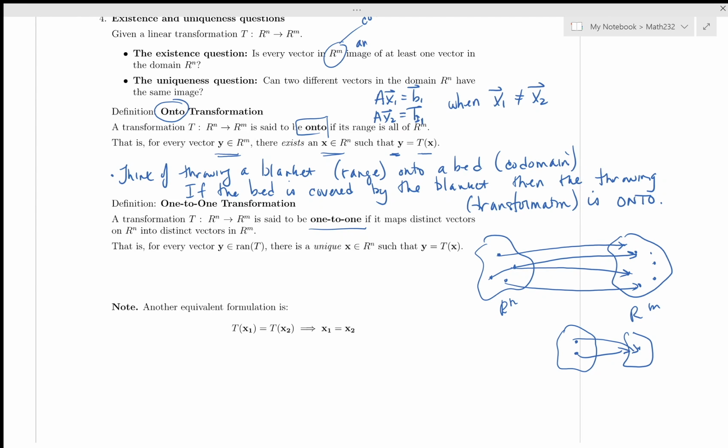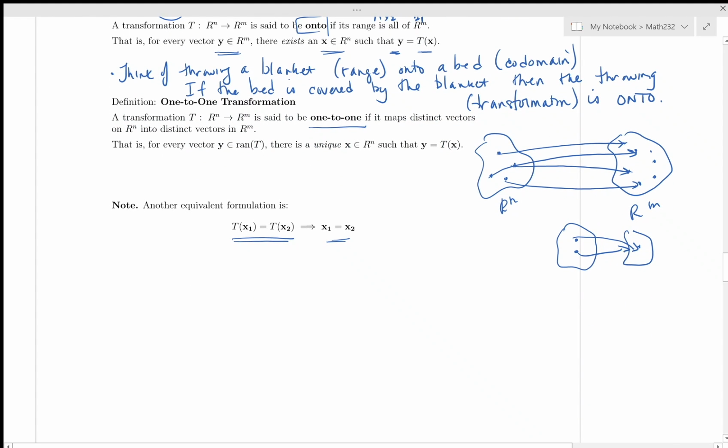So we can say one-to-one is if the transformation of x1 is equal to the transformation of x2, we are guaranteed that x1 is actually x2. That is another way of saying it. There's a nice picture of this in the textbook, actually. So check that out on page 300 of the Busby textbook. It indicates to you what it looks like for something to be one-to-one.